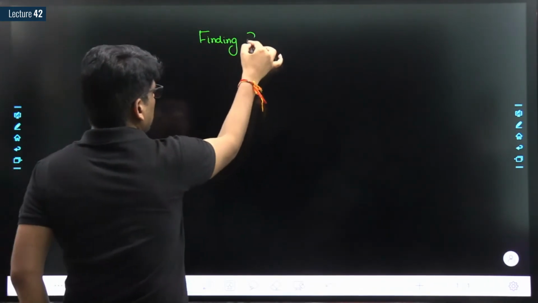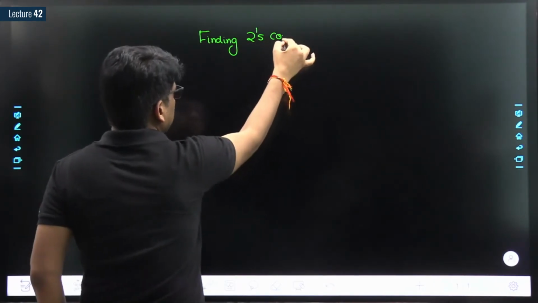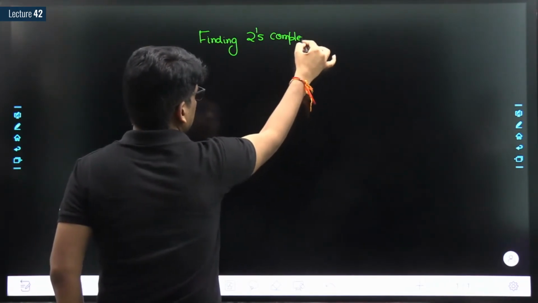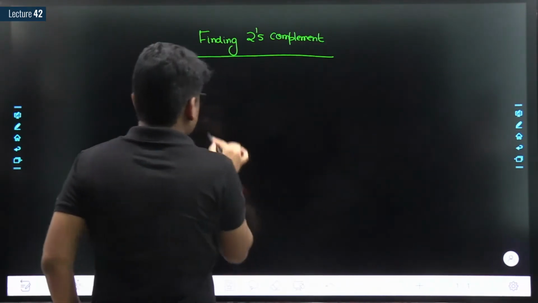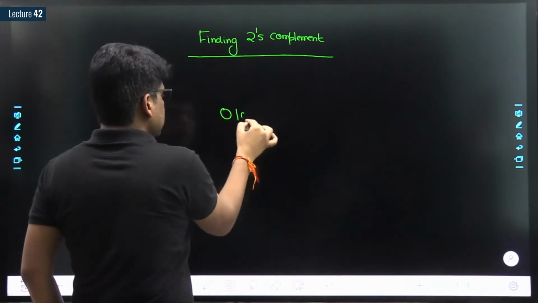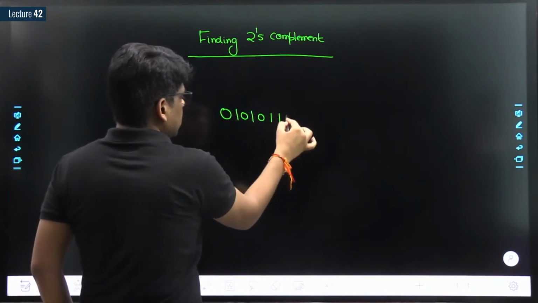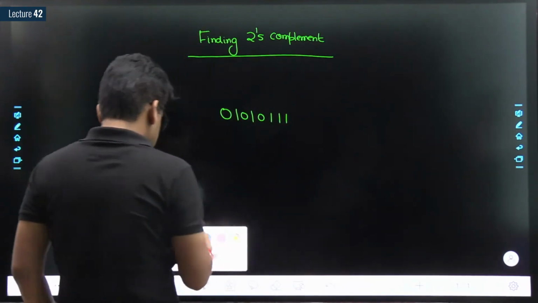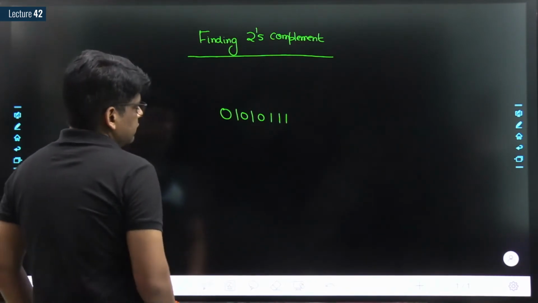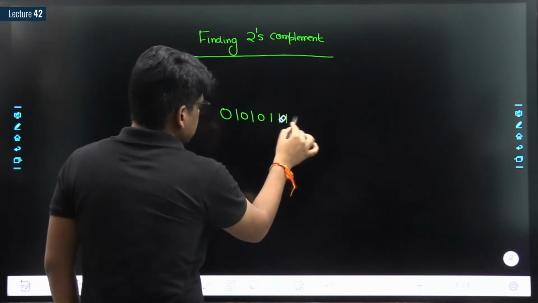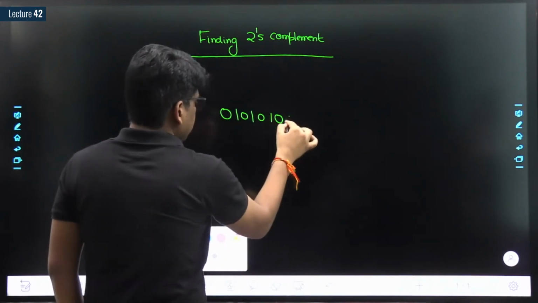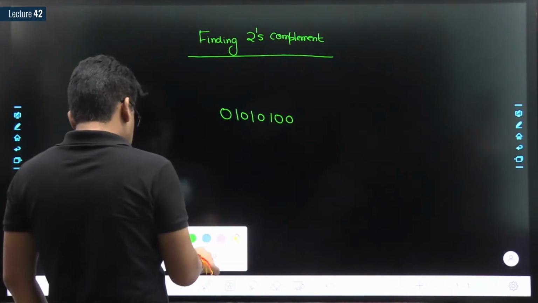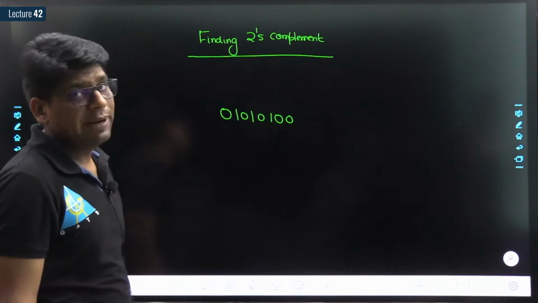Finding 2's complement of a number. Sir, let us try to find the 2's complement of this number. Sir, initially let us try to find this. Sir, how to find 2's complement directly?